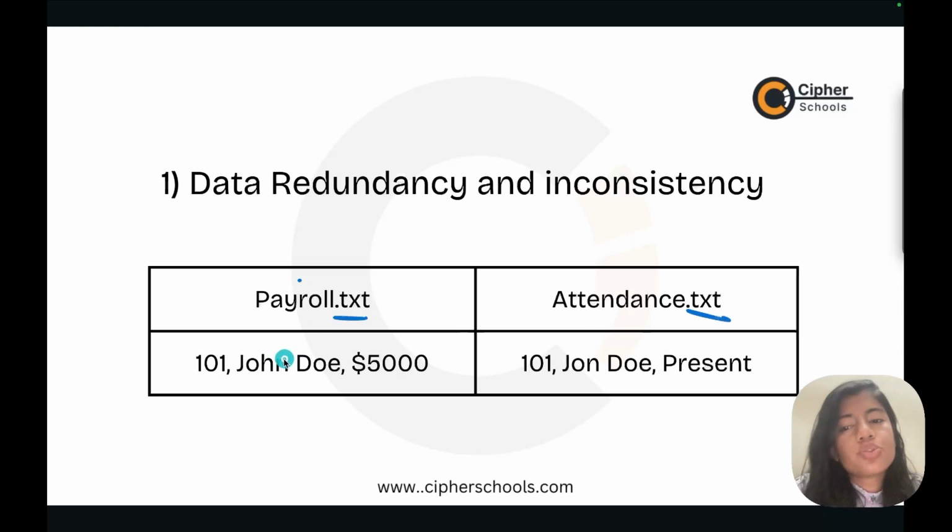Now, in a situation where you come and change the name of this person from John to JON, here comes the problem of data inconsistency. You change the name in one file, but you didn't change it in the other. So they are no longer relatable to each other. There is no connection between these two, because our system will think these are two different individuals, but this should not happen. So this is the problem of data inconsistency.